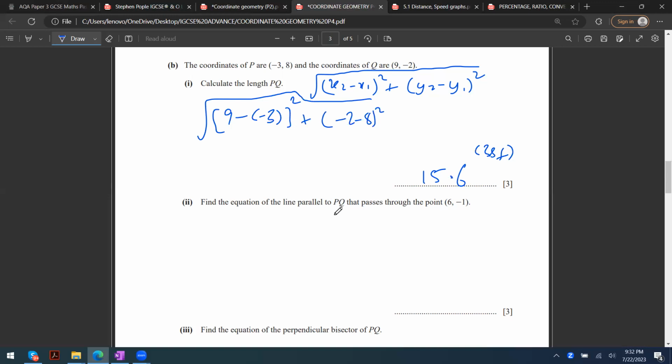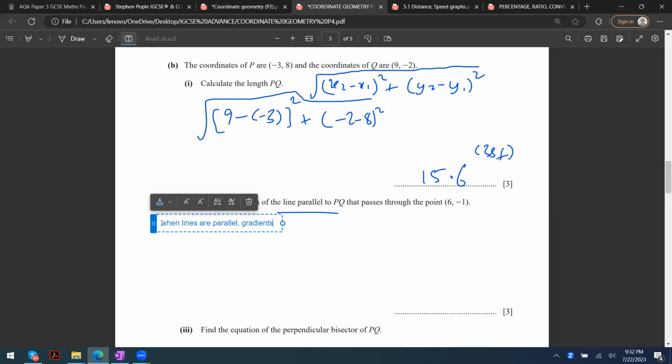Find the equation of the line parallel to PQ that passes through the point (6, -1). So this is a very common question also. When the lines are parallel, the gradients are equal. Okay, I hope everyone knows that. And when they are perpendicular, it's m1 m2 is equal to minus 1.